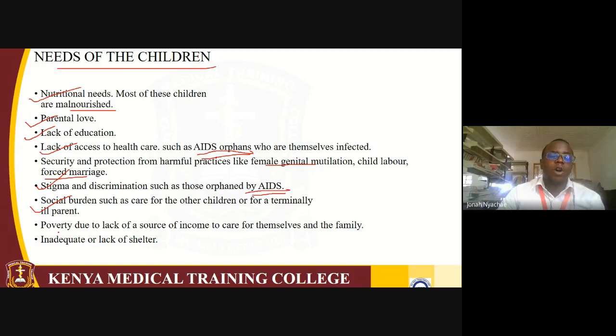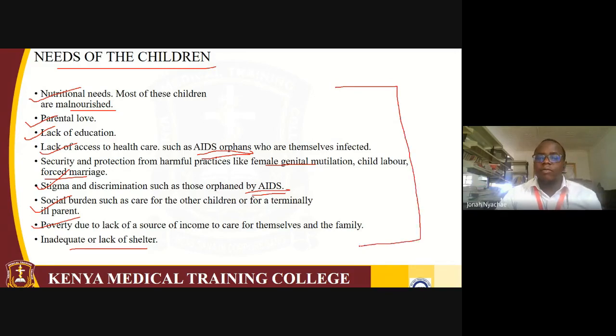So they also have poverty due to lack of resources or income to be able to sustain their families and themselves. And then, of course, that comes to inadequate shelter. So basically, when you look at these needs, you can summarize that their major need is security. When you use Abraham Maslow, there is the love and belonging.